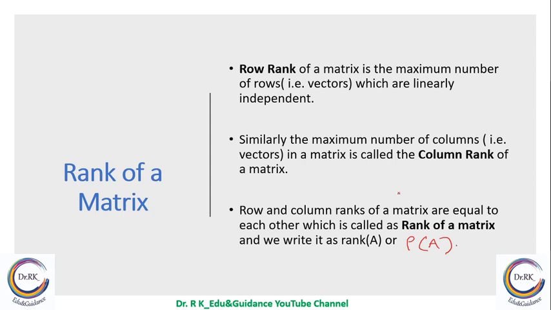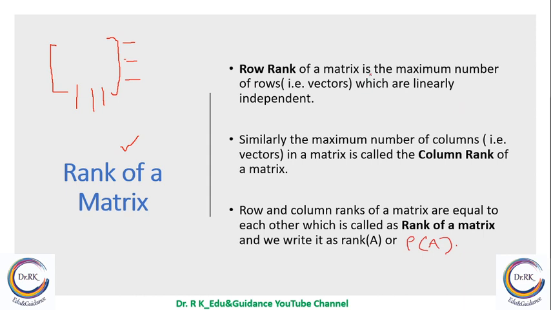So we'll proceed. What is the rank? This is one of the important concepts we need to understand, based on which many other concepts can be understood very easily. So what is the rank of a matrix? There are various definitions. First is the row rank of a matrix. If we take a matrix, these are row 1, row 2, row 3, and these are column 1, column 2, column 3.